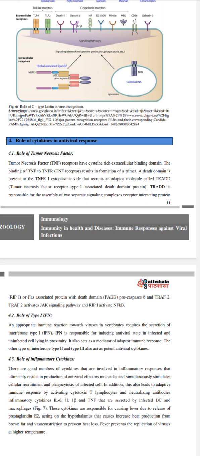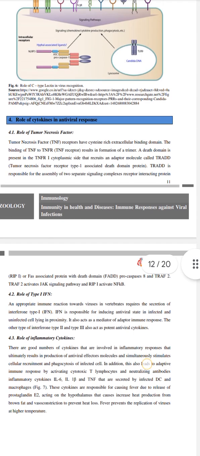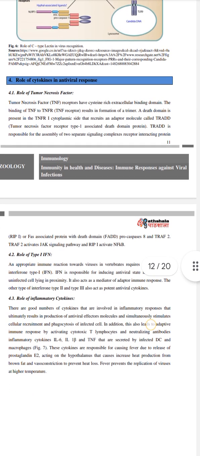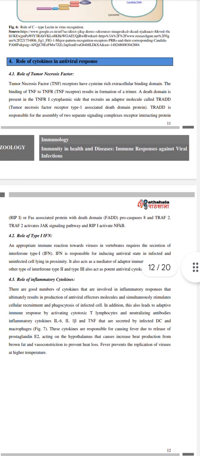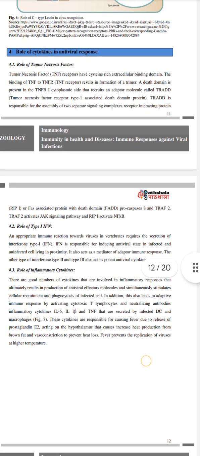TRADD is responsible for the assembly of two separate signaling complexes: receptor interacting protein (RIP1), and Fas associated protein with the death domain, pro-caspase 8 and TRAF2. TRAF2 activates the JNK signaling pathway and RIP1 activates NF-kB.